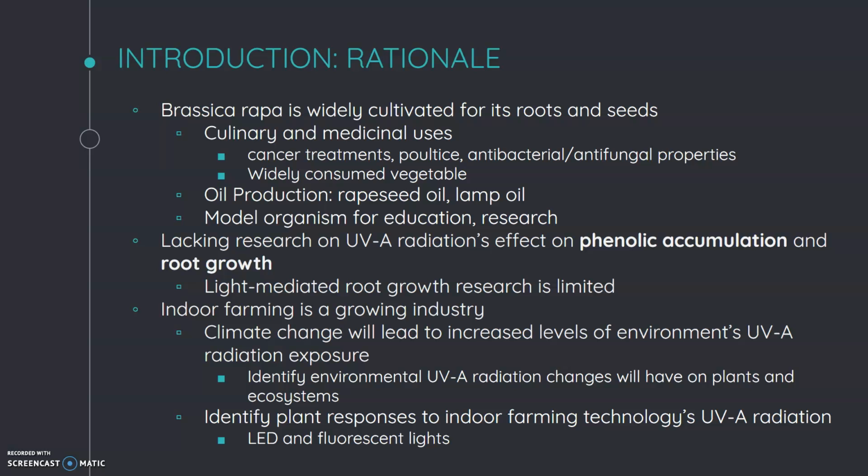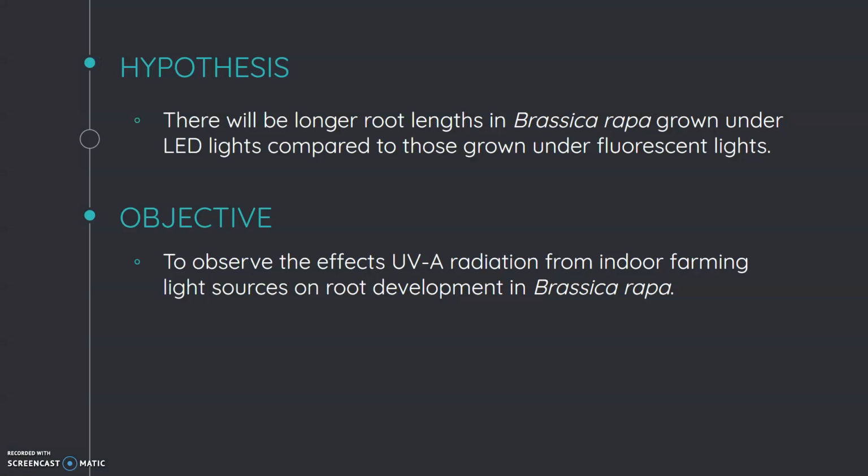And so with my research, I also wanted to be able to identify the plant responses to indoor farming technology's UVA radiation, specifically LED and fluorescent lights. So my hypothesis was there would be longer root lengths in Brassica rapa grown under LED lights compared to those grown under fluorescent lights. And my objective was to observe the effects UVA radiation from indoor farming light sources such as LED and fluorescent lights had on root development in Brassica rapa, which could also be indicative of how effective the photoreceptors were in comparison between these two light sources.